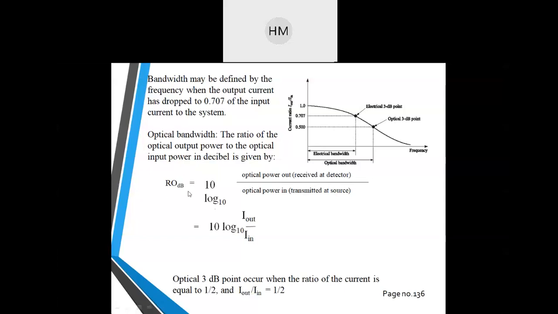So RODB is equal to 10 log 10 of optical power out upon optical power in. This is the equation. The optical 3 dB point occurs when the ratio of the current is equal to half. So I out upon I in equals half, where your optical bandwidth is defined. Mark 1's half is 0.5. I have placed a horizontal line which will intersect the graph at this point. I will drag a line and I will get the optical bandwidth.